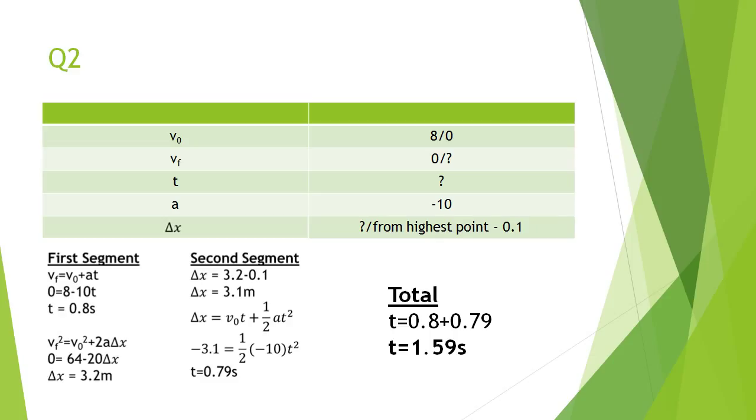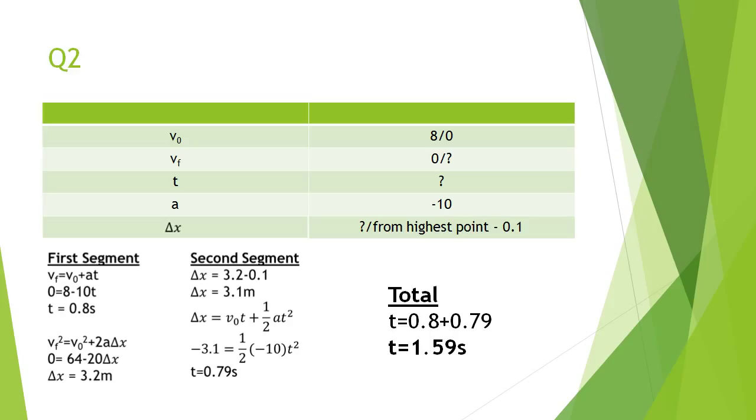So let's go to the second segment now. For the second segment, we know that delta x would be just 0.1 meters short of the delta x from the first segment. So delta x here is 3.1 meters. Now, how will we find t?